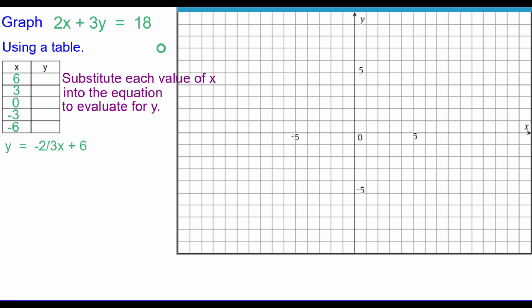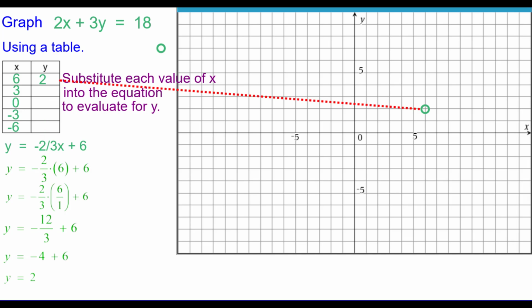We're going to substitute each value of x into the equation to evaluate for y. For example, when I put in positive 6, we get y = -2/3 times that positive 6 + 6. And then we have to go ahead and simplify that expression. So we're showing each step here. If you need to check any of those steps, press pause as needed. So we get y = 2, and we can then plot (6, 2). That's the first point on our graph.